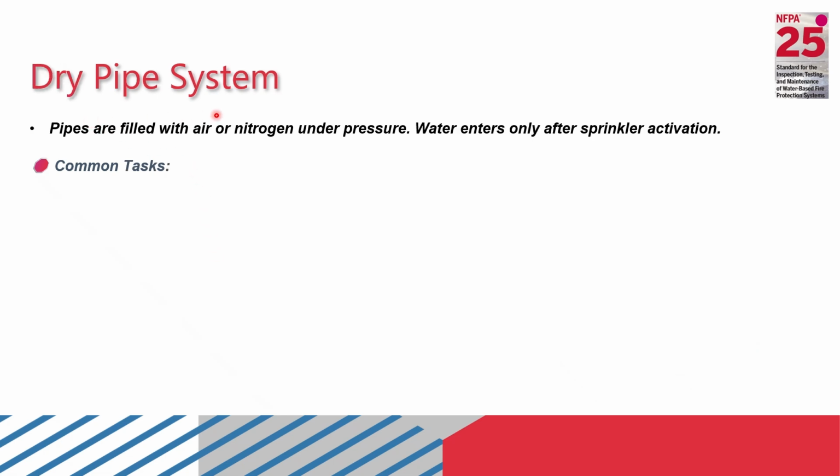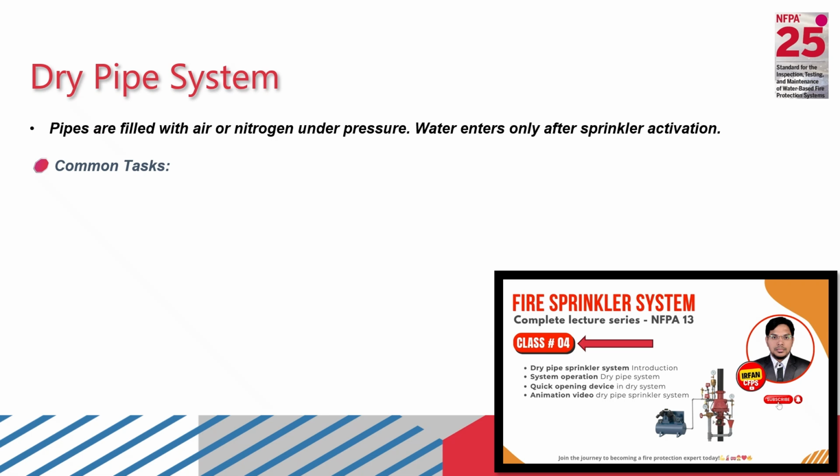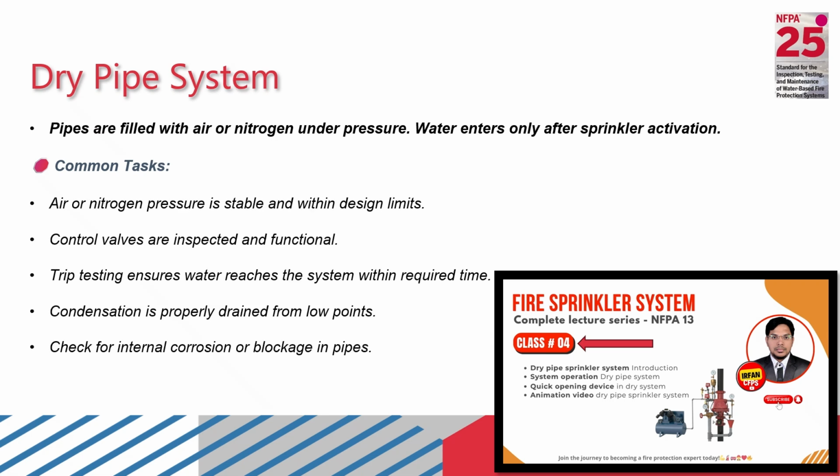Dry pipe sprinkler system, in which pipes are filled with air or nitrogen under pressure, water enters only after sprinkler activation. Common tasks would be like air or nitrogen pressure is stable and within design limits, control valves are inspected and functional, trip testing ensures water reaches the system within required time, condensation is properly drained from low points, check for internal corrosion or blockage in pipes.